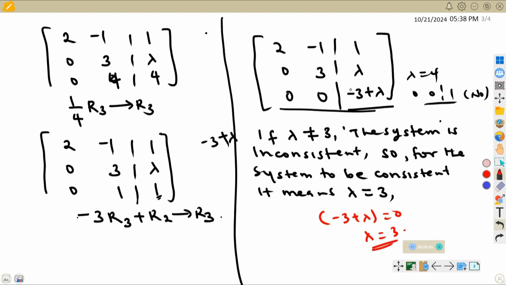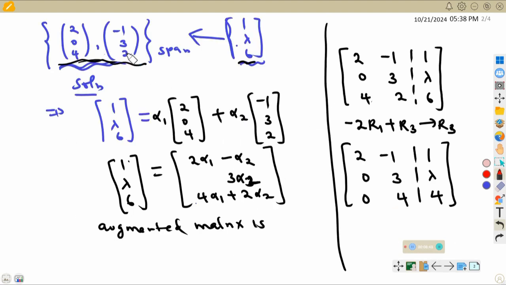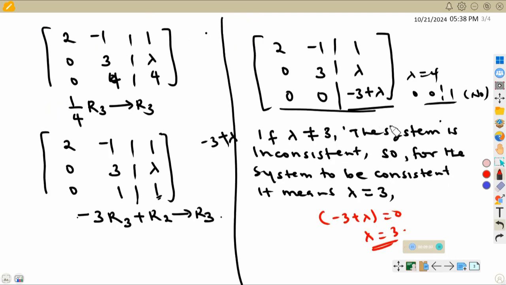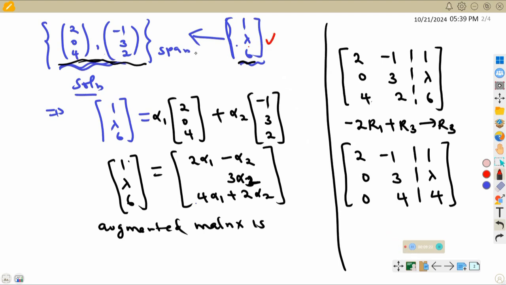So since they have already told us that this system here is consistent, meaning that the solution exists because this one is in the span of this set, it means that alpha 1 and alpha 2 must exist. And that's why we are taking the case that the system will be consistent when lambda is equal to 3. So therefore the value of lambda will be taken to be 3 for this to be in the span of this.